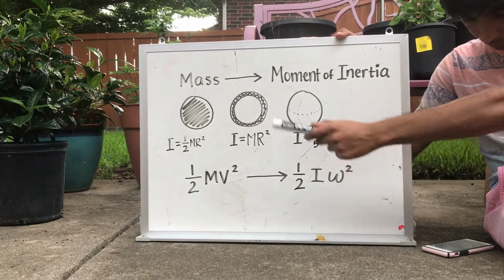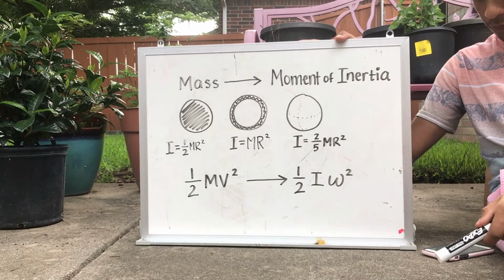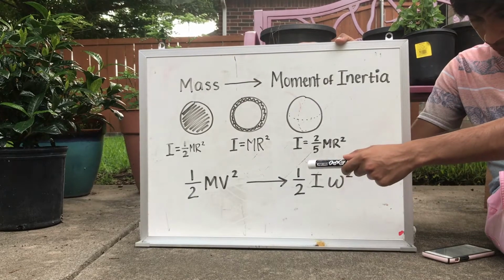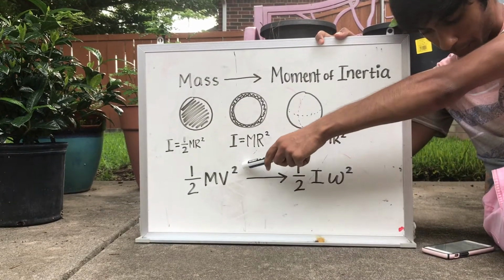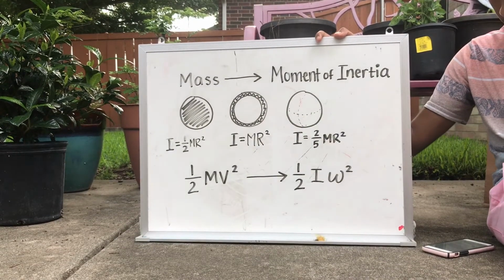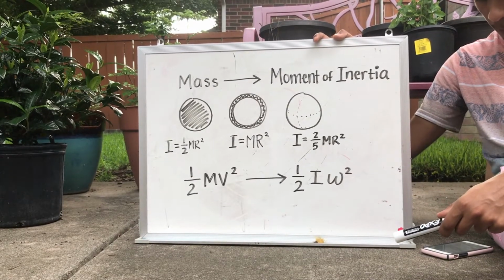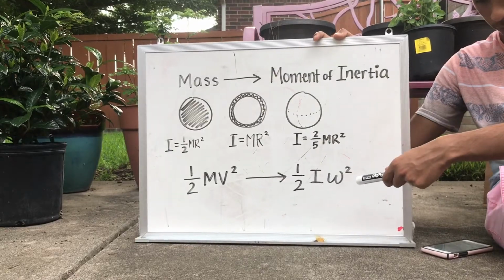Here are some of the formulas. Note that they're affected by mass and radius. In translational motion, kinetic energy is represented by this formula. But to get to the formulas for rotational motion, we substitute mass and velocity for the rotational components, moment of inertia and angular velocity. So now we have our basic concepts, and we can put them together.